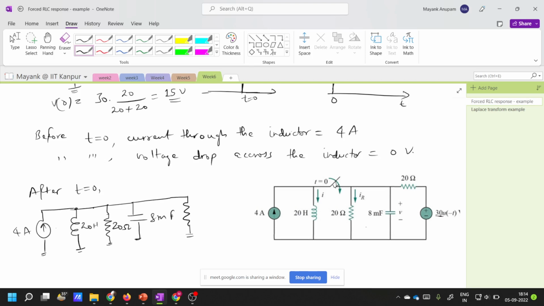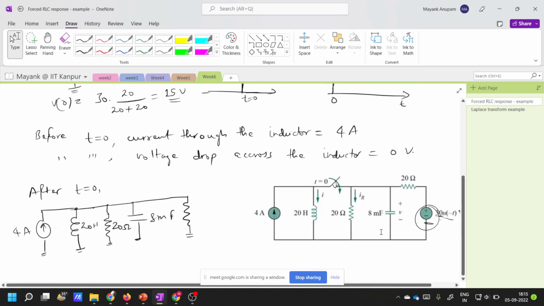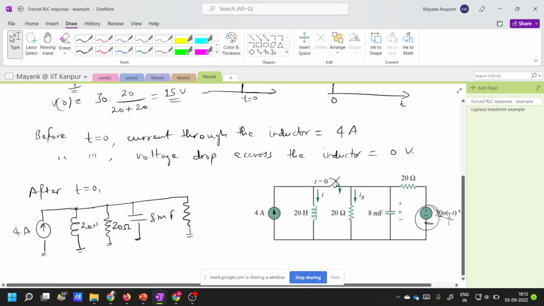That's all. Because this is as good as being short circuited, right? Because this is equal to u, this is 30 u of minus t. And what did I say about u of minus t? U of minus t is equal to 0 after t is equal to 0. So 30 u of minus t will be equal to 0 after t equal to 0. So basically this resistor here will be shorted to this point, and since we have assumed that this point is ground, or this point is reference here, that is why I have written it like this. Fine.